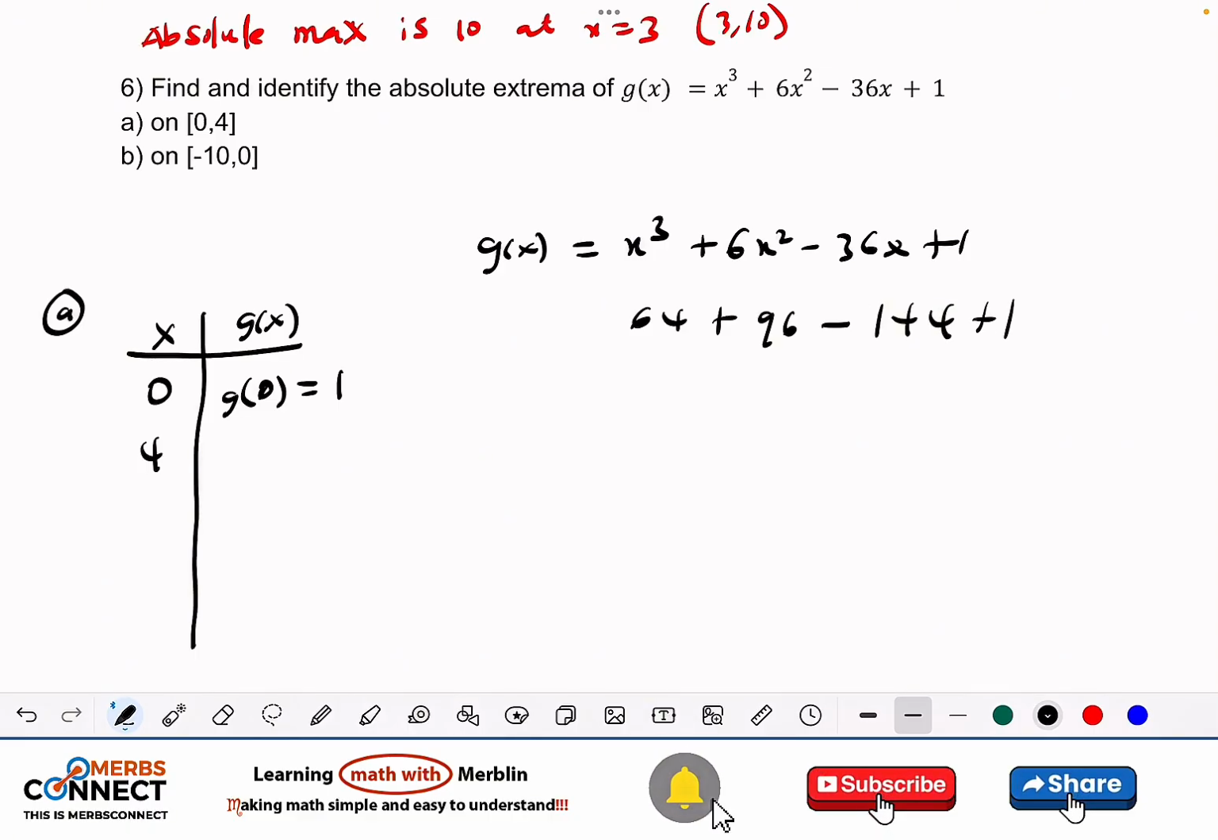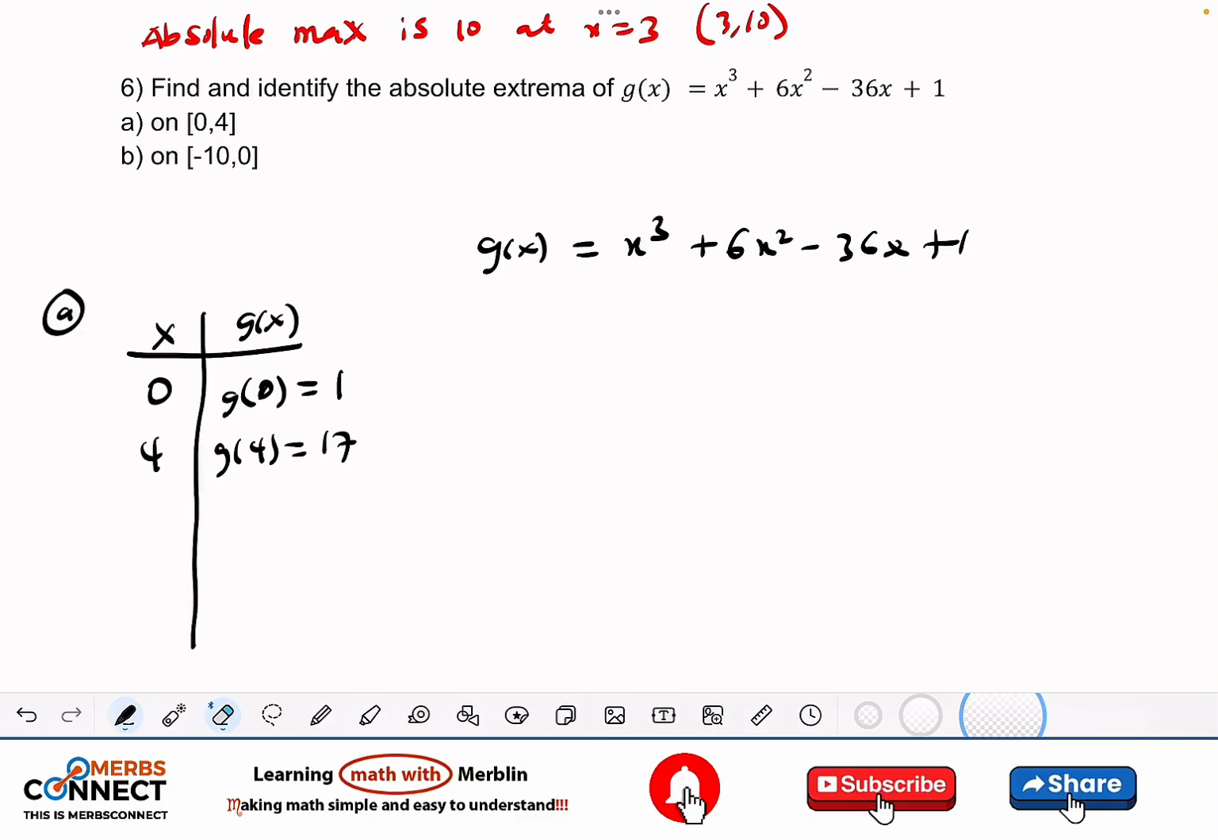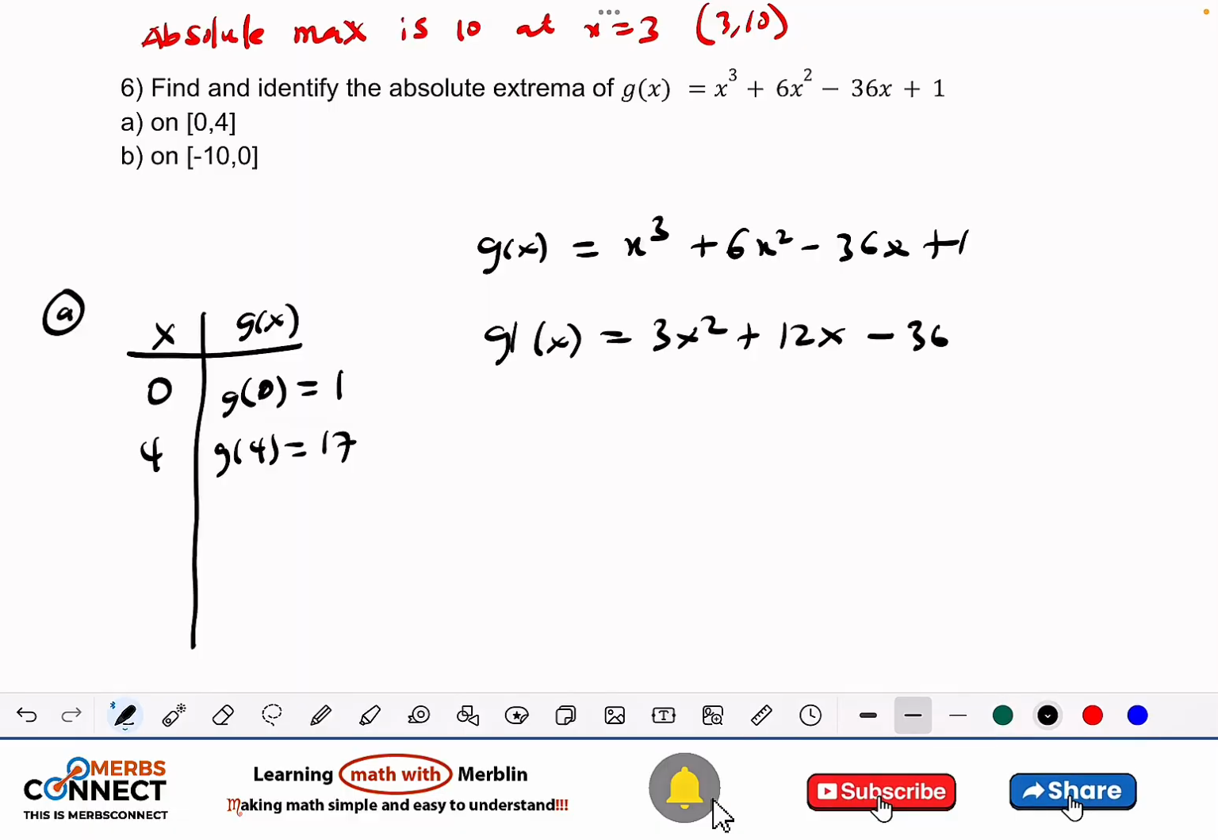So let's just do the deduction. 64 plus 96 minus 144 plus 1 is going to give us 17. So g of 4 is going to give us 17. Now we are not done. We need to figure out what the critical point is before we can conclude. So now let's find g prime. g prime is 3x squared plus 12x minus 36.